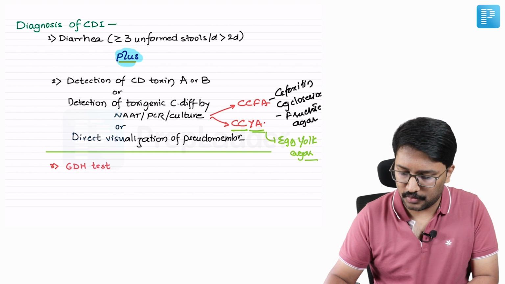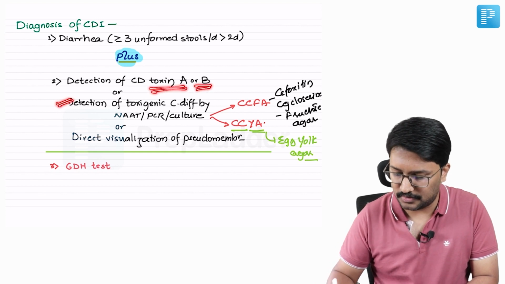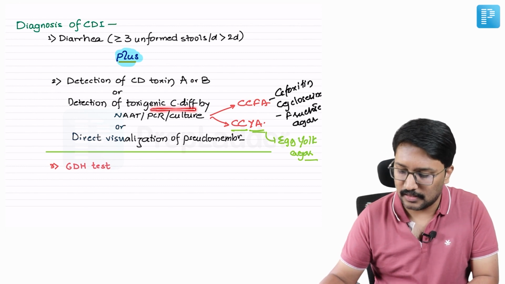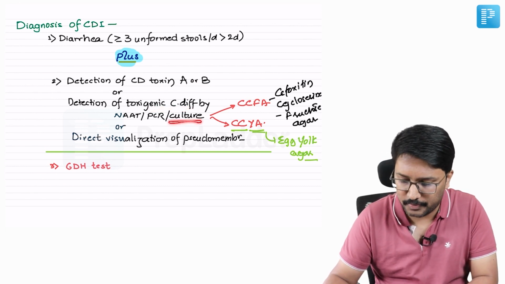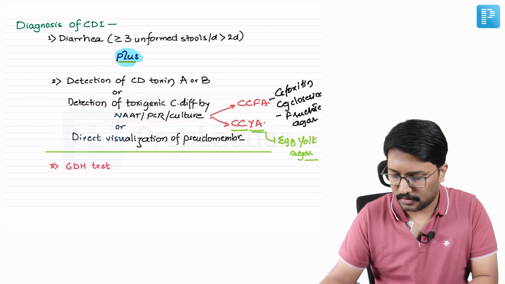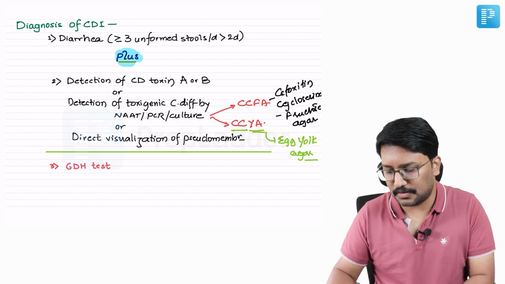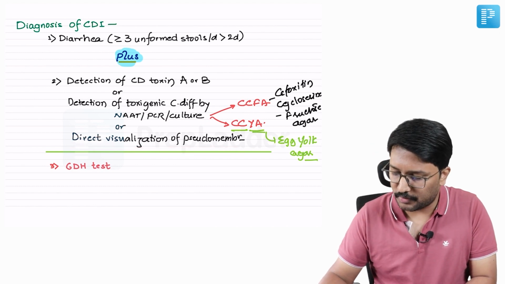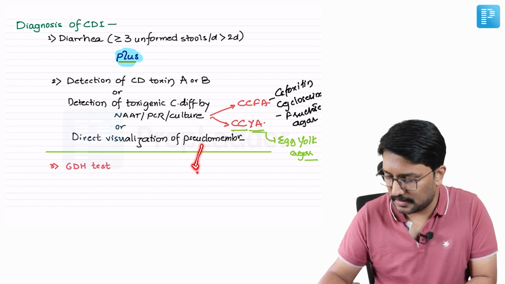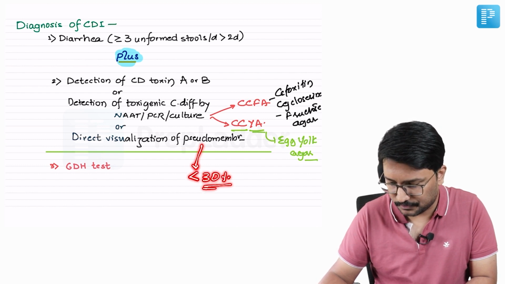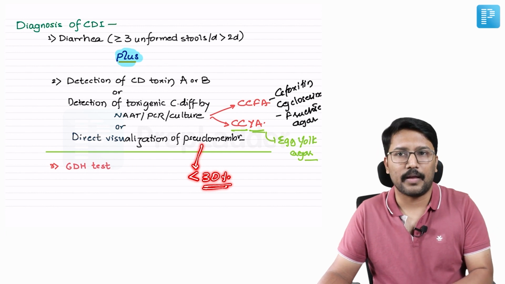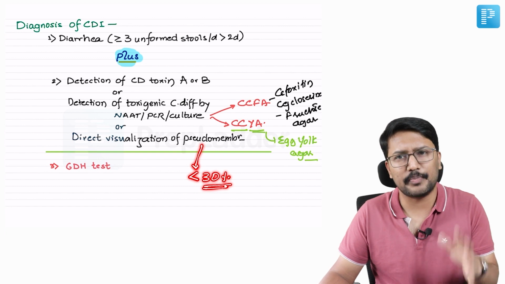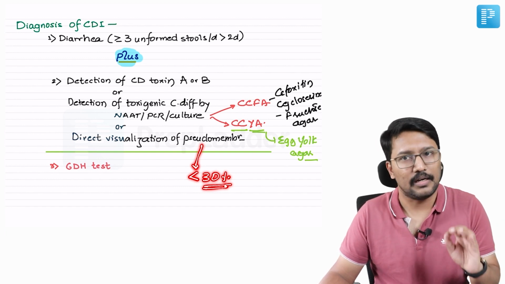So either you can prove that there is toxin production along with your GDH test, or you can prove that it is a toxigenic strain identified either on culture or PCR or NAT. Or the third option to prove that there is CDI is direct visualization of pseudomembranes. With respect to pseudomembrane, I want you to remember some points. Point number 1 is it is seen in less than 30% of the patients, so it lacks sensitivity. The absence of pseudomembranes does not rule out the diagnosis, but the presence is very specific. If it is present, it is diagnostic.